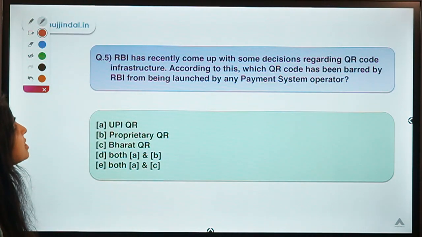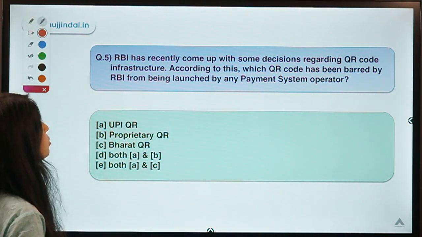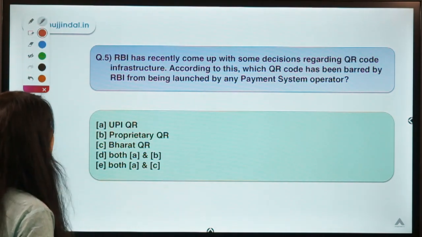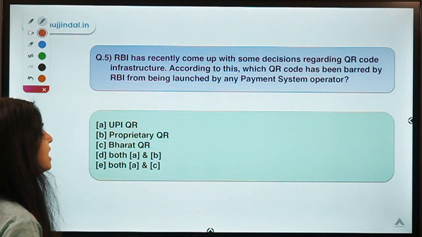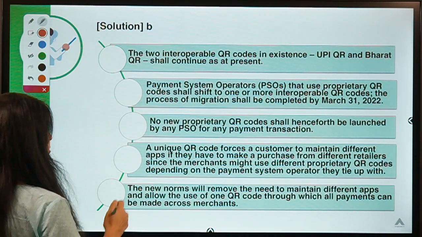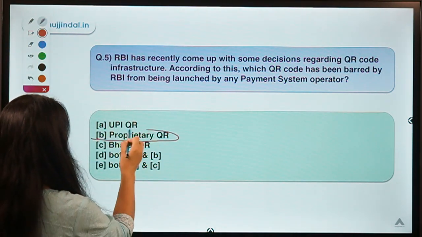This is the last question, which says: RBI has recently come up with some decisions regarding QR code infrastructure. According to this, which QR code has been barred by RBI from being launched by any payment system operator? Moving ahead to the solution, the solution is option B, proprietary QR.